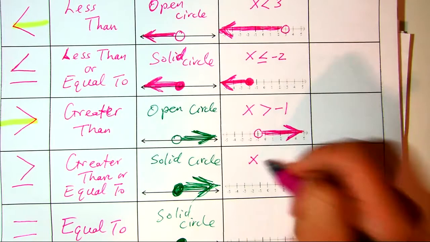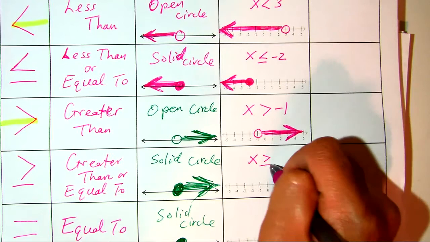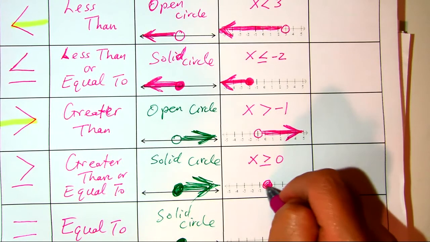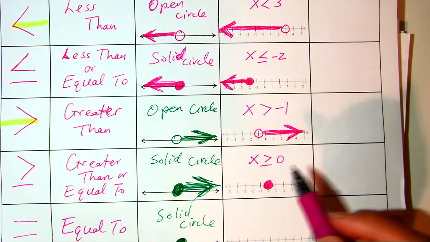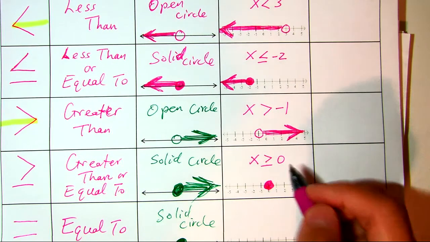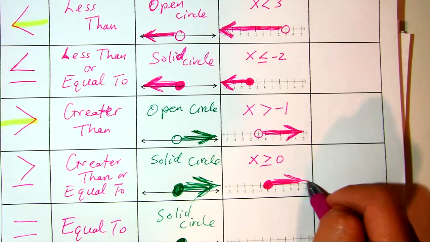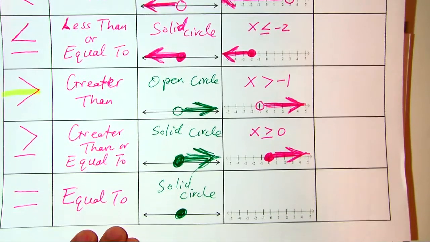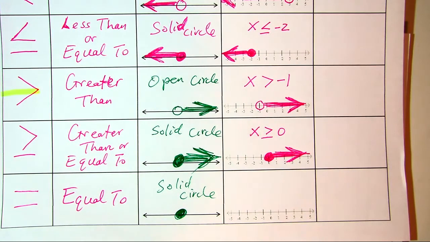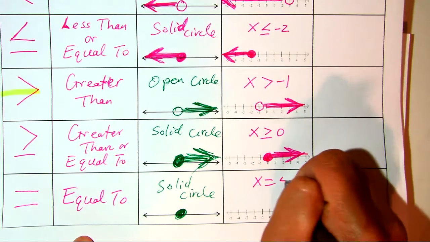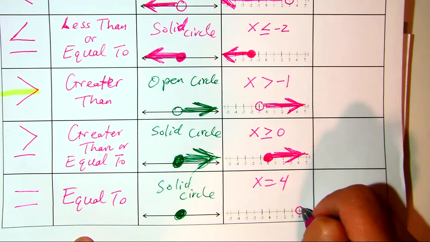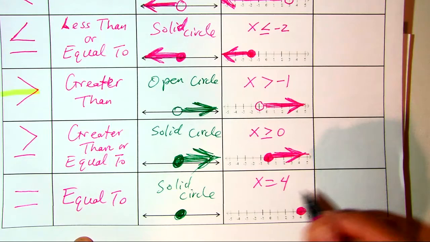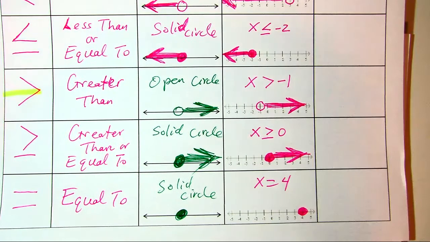Next one, x greater than or equal to 0. So we start at 0, it's also equal to 0, so it's a solid circle. But it is also greater than, so we go to the right hand side. Last but not least, let's say x equals 4. We choose 4, circle 4, equal 4, it's solid. Since it's not moving left or right, it just stays at one place.